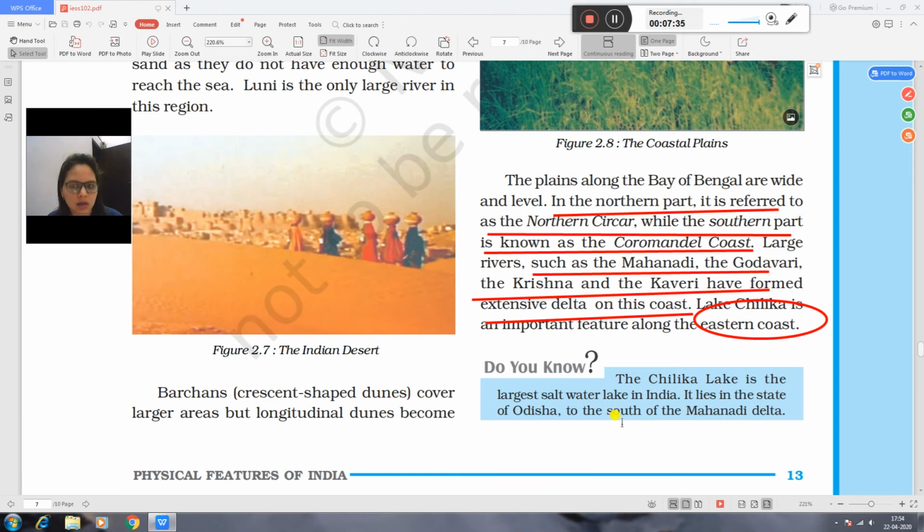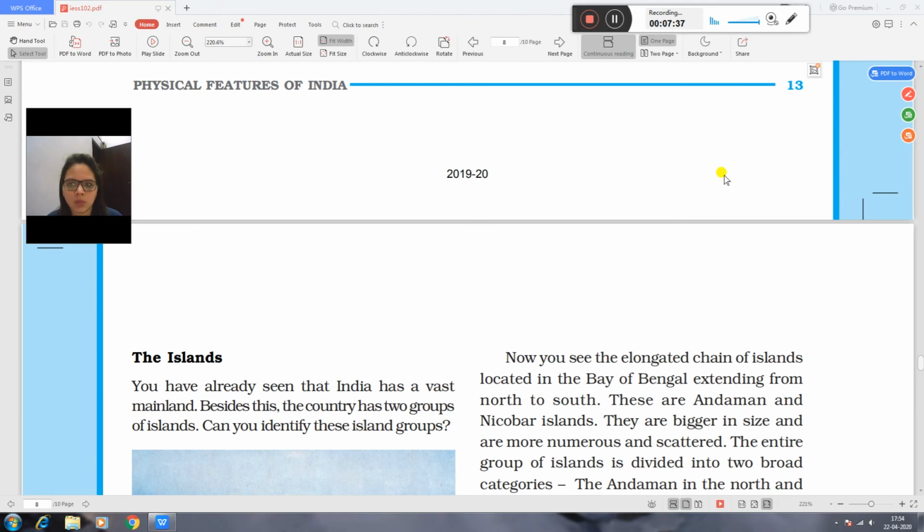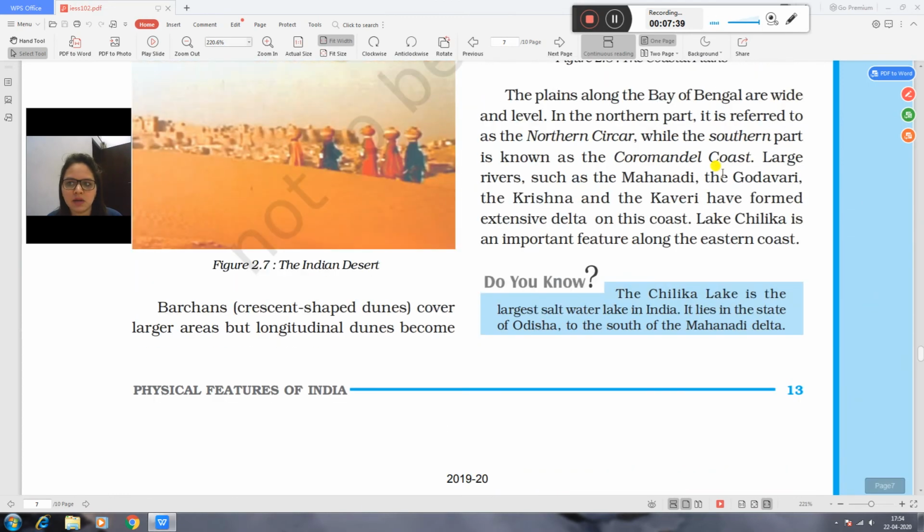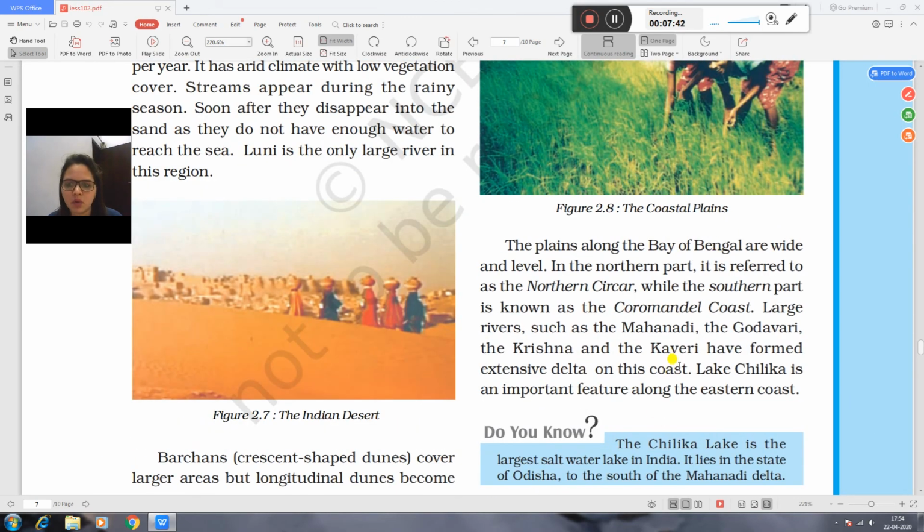One more point I want to discuss: of the four rivers that flow here, Mahanadi, Godavari, Krishna and Kaveri, which river is known as Dakshin Ganga? If you know the answer, tell me the right answer in the comments.